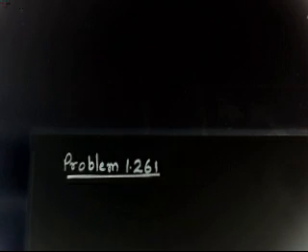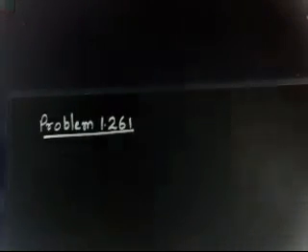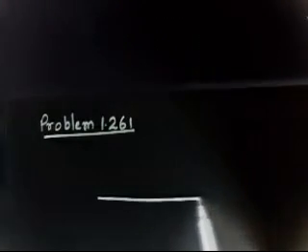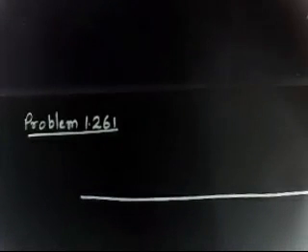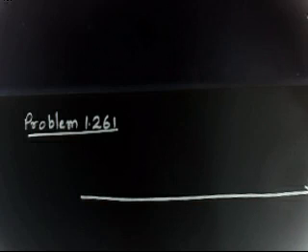Okay, let us discuss problem number 1.261. So this says a plank of mass m1 with uniform sphere of mass m2 placed on it rests on a horizontal smooth plane. So this plane is smooth, mu is 0.